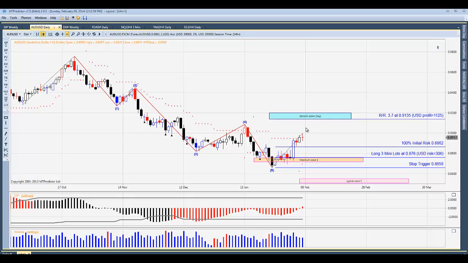Alright, so you can see how that's playing out. Not to the target yet, and at this point you can certainly, we've gone beyond the 100% initial risk line, so you can have stops to break even there at 876.